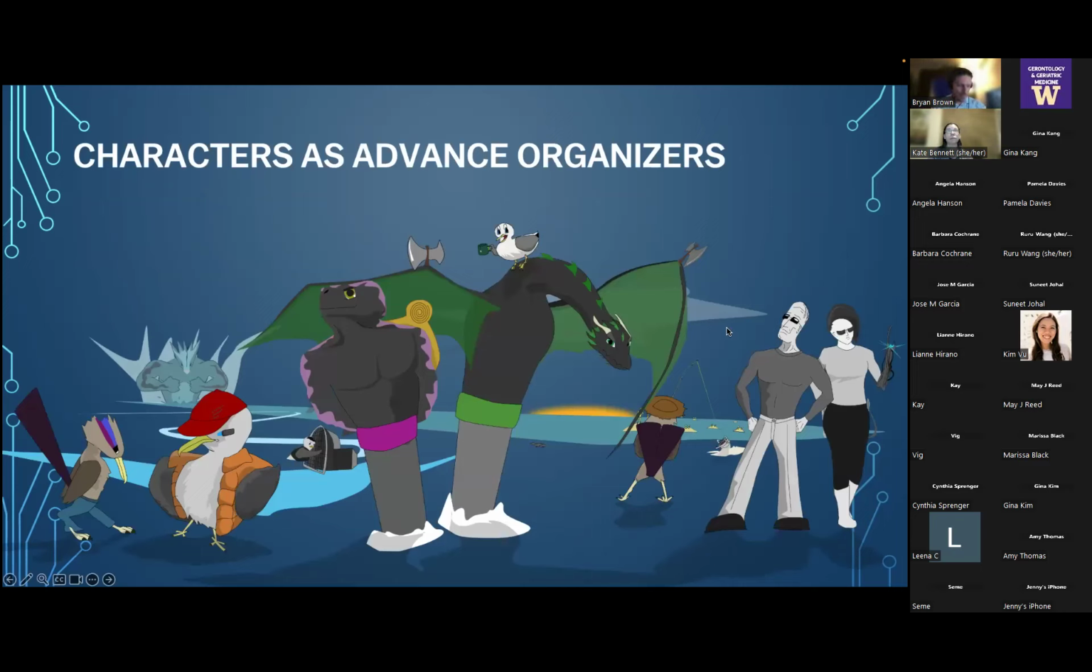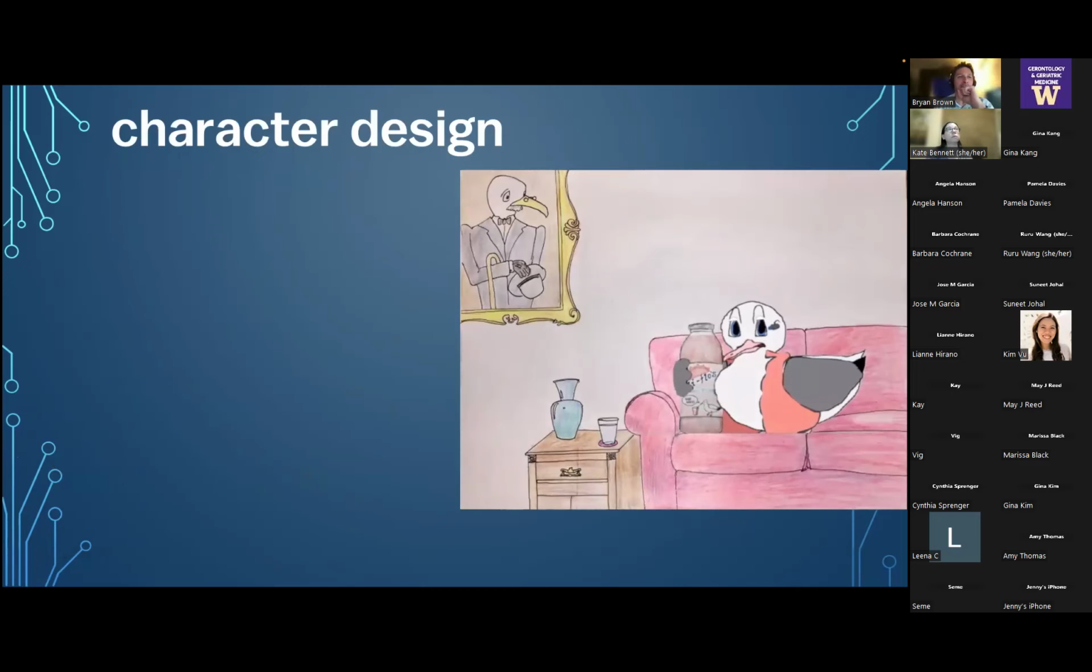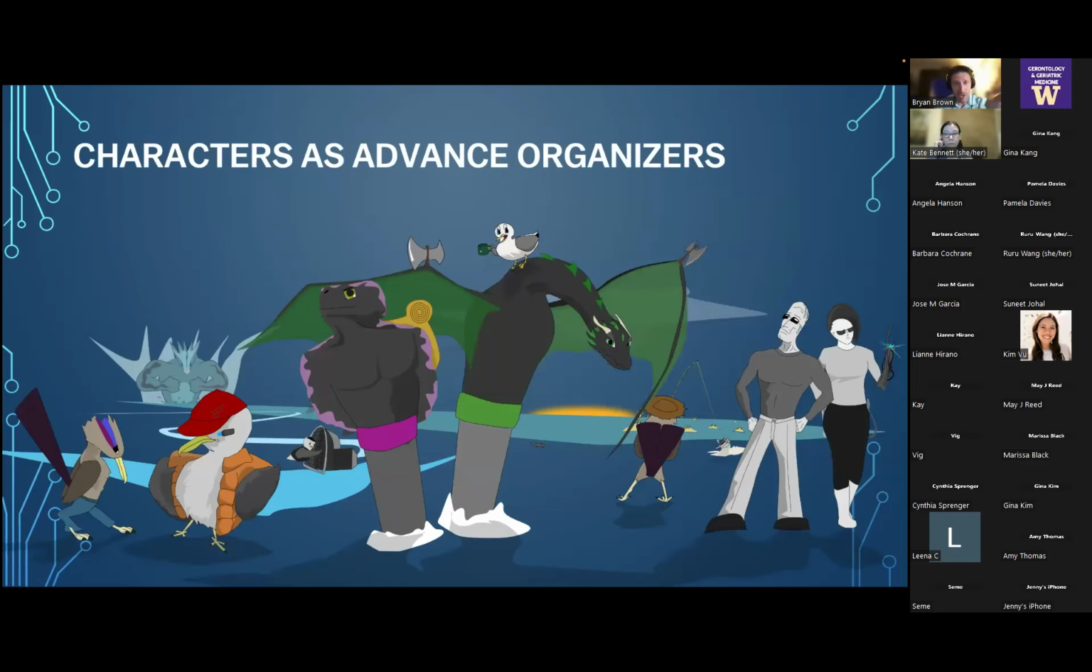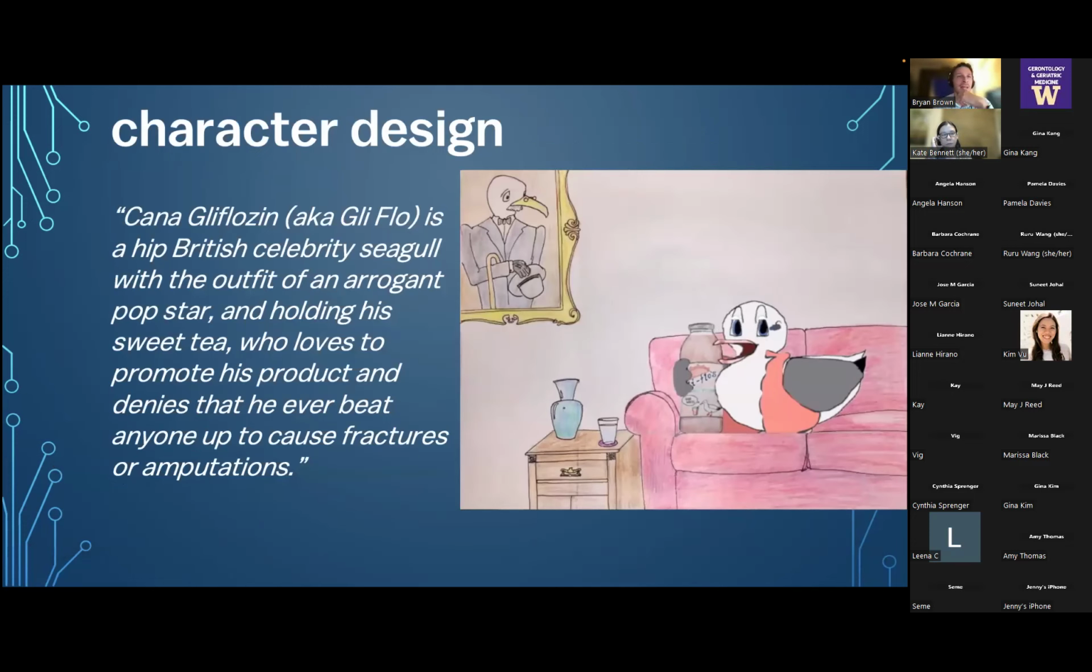So I'm going to move a little faster. This part, I usually talk a bit about characters as advanced organizers. If you have me back for more of a workshop sometime, we can all design characters together. But this is my pantheon of characters from a diabetes drug project I did, where various features of each character function as advanced organizers, telling the learner things they should know about the drug.